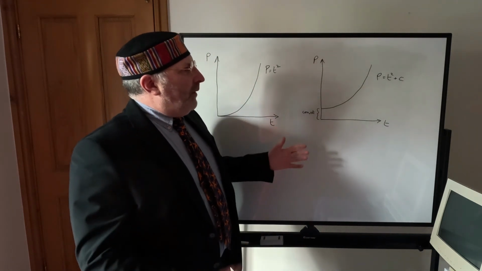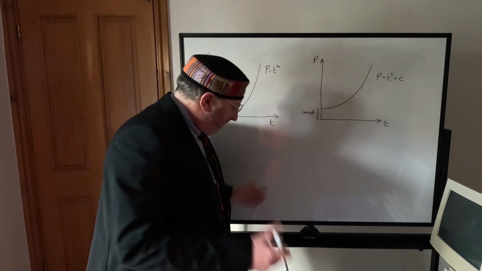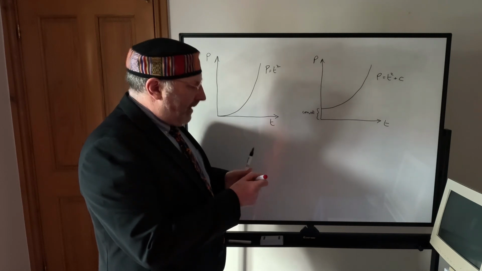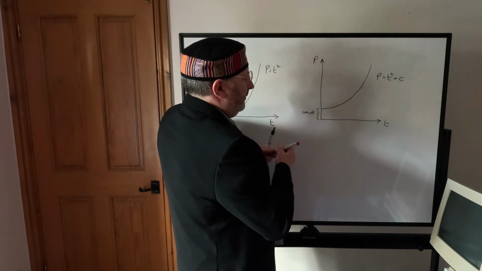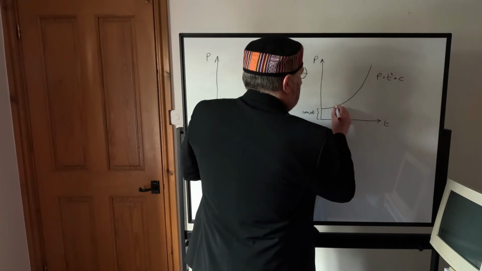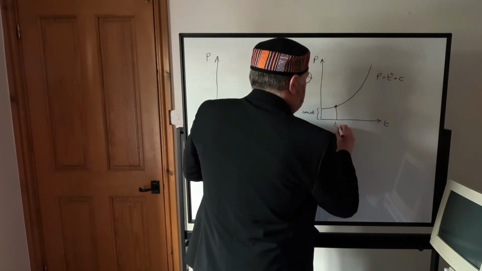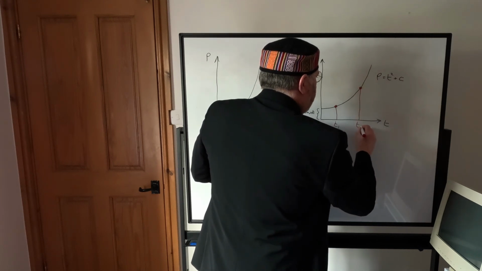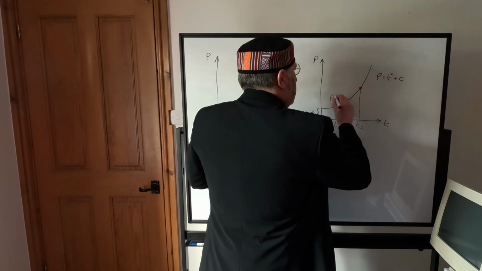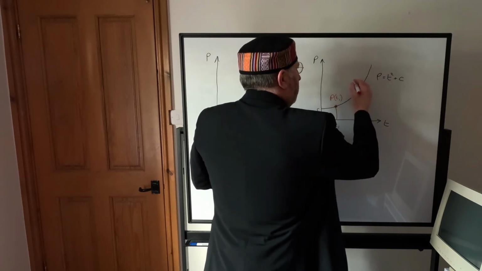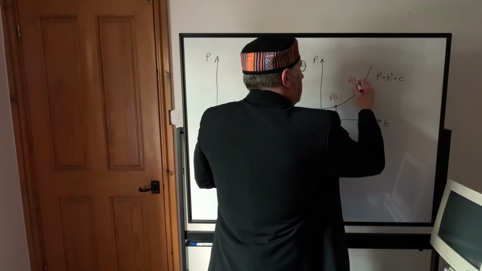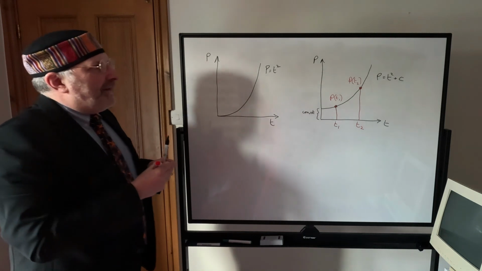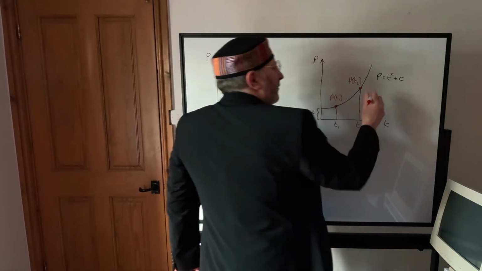But let's suppose we're in a situation where we haven't been told what that constant is. So in other words, if we take two times, let's say here t1 and t2, the population at time t1 we can write as that, and the population at time t2 we can write as that. But we don't know what they are, because we don't know what this constant is.